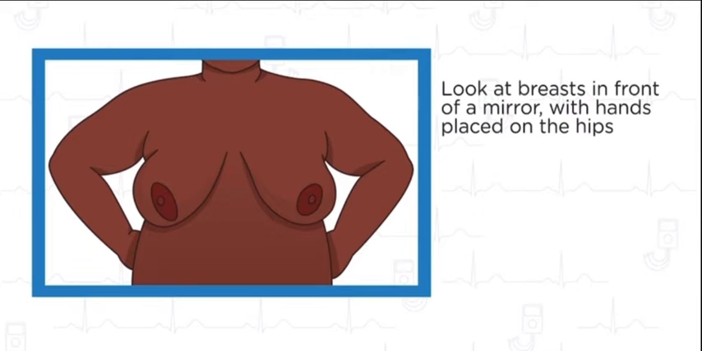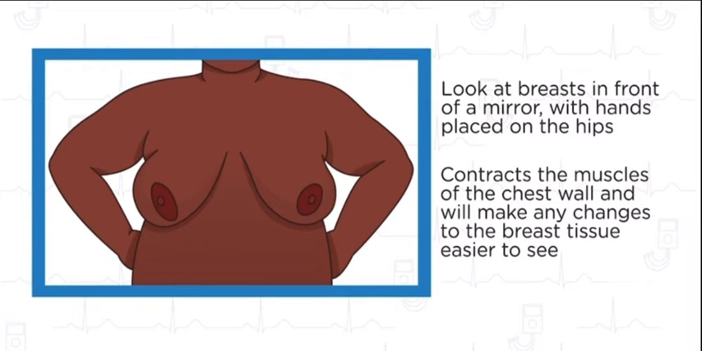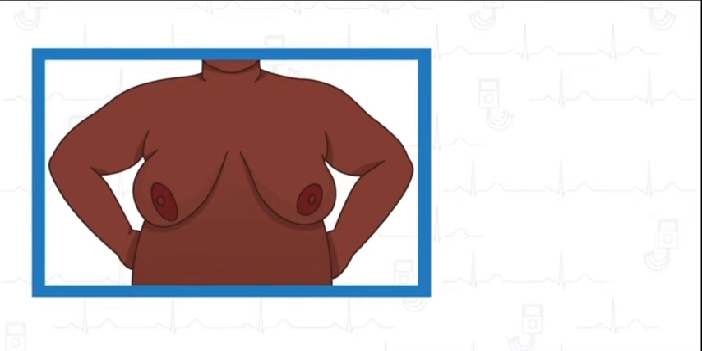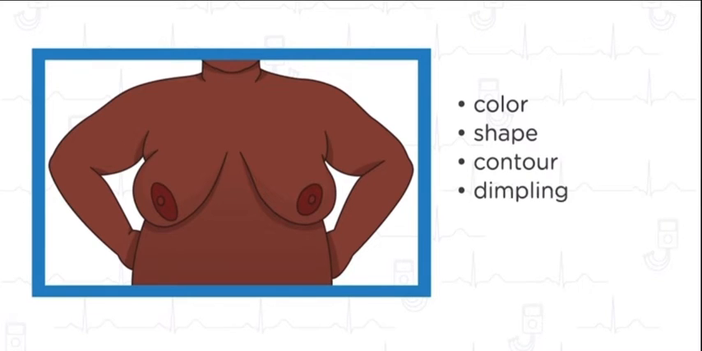Instruct the patient to perform the following. After disrobing, look at their breasts in front of a mirror with their hands on their hips. This position contracts the muscles of the chest wall and will make any changes to the breast tissue easier to see. The patient should inspect their breasts for any changes in color, shape, contour, or dimpling in the skin. Also, have them inspect the nipple for the presence of a rash or drainage.